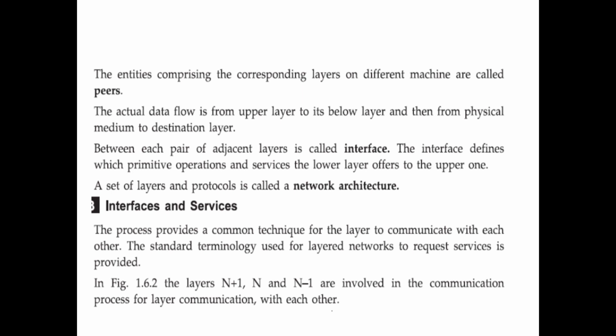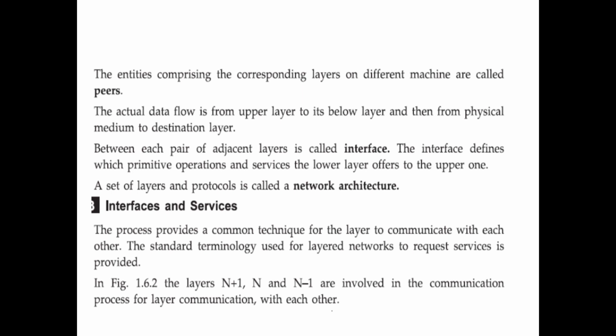Next we have the peer-to-peer. What is a peer? A peer is a node or a computer, and if there is a connection between two peers, it is called peer-to-peer architecture. In the network architecture, a set of layers and the protocols all together form a network architecture. Between each pair of adjacent layers, there is an interface. It defines a primitive operation between these two layers.